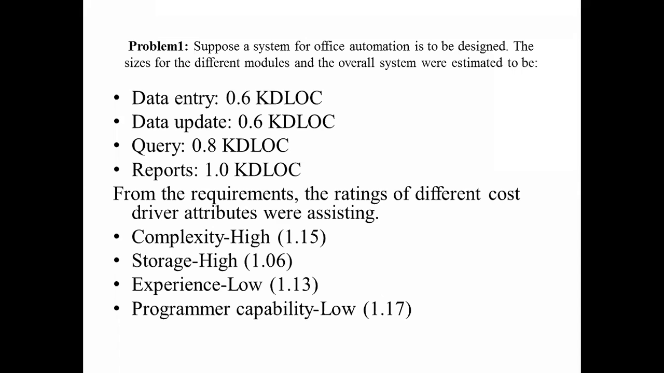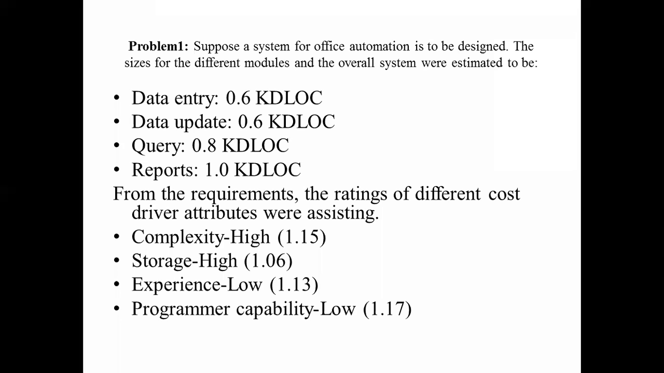So here the size of different attributes are given: data entry, data update, query, reports. So the nature of the project is, as you told me, organic type, because this is a small project. So first, you will do the total of the different attributes, that is data entry, data update, query, reports. So it will come to 3 KDLOC, and after that different attributes are already given here.